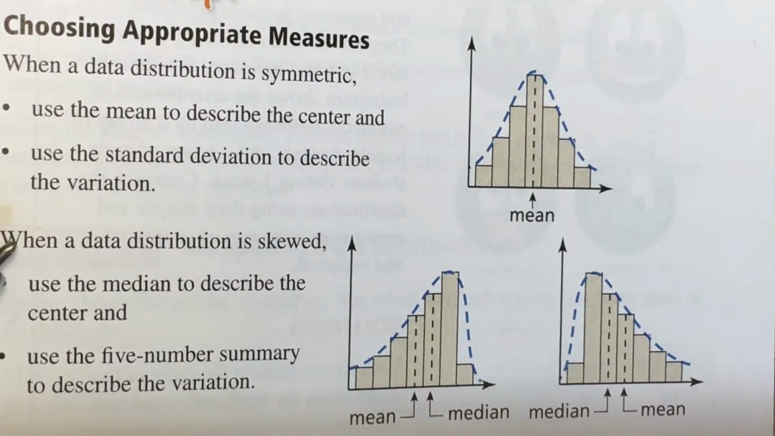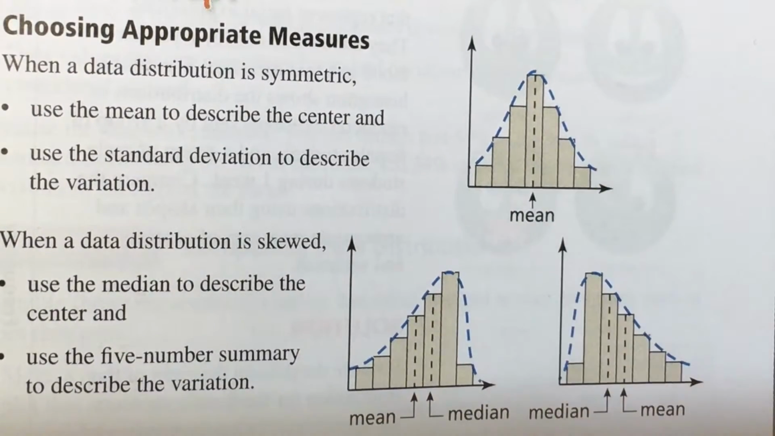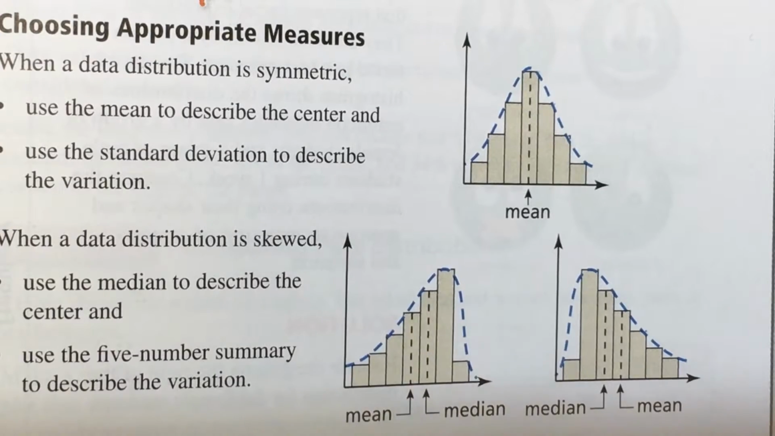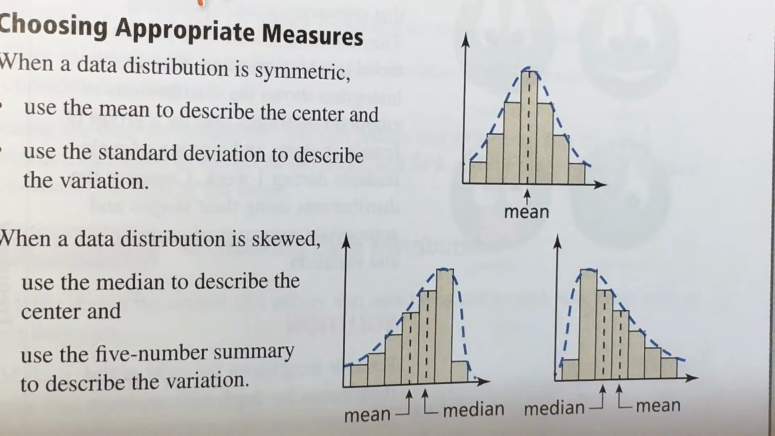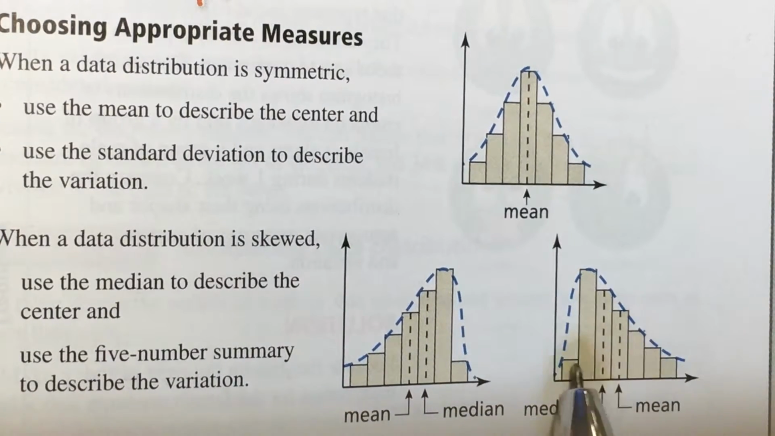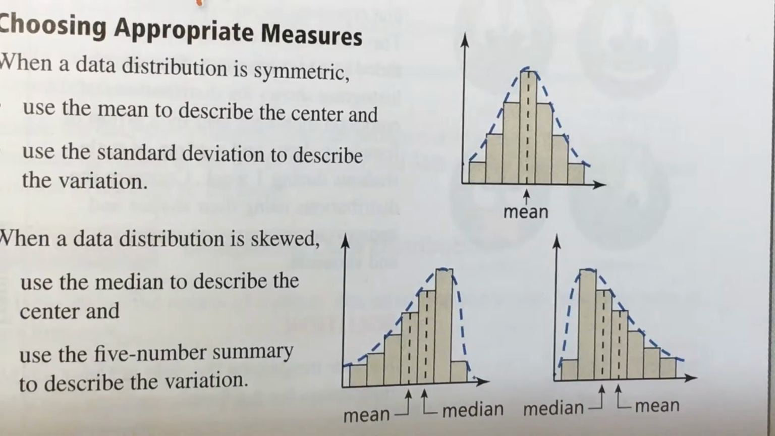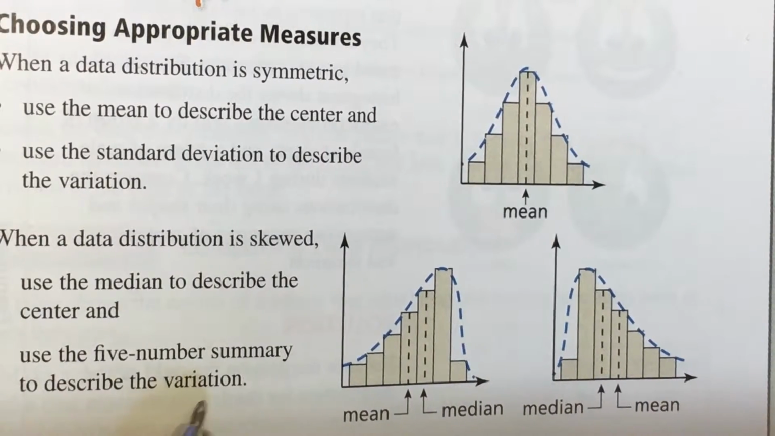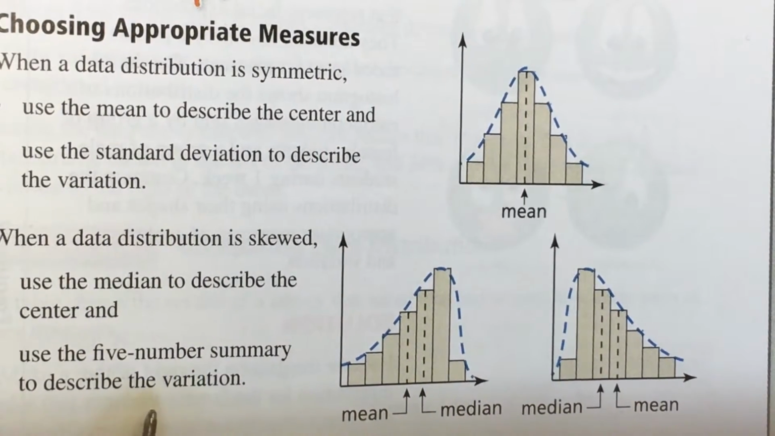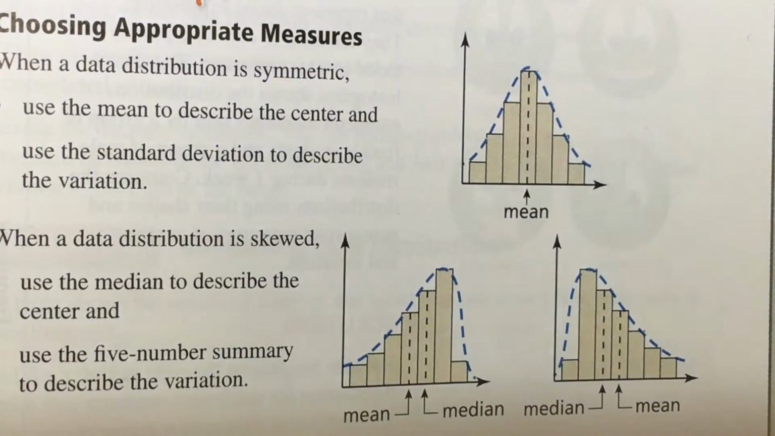When the data is skewed, such as skewed left or skewed right, or if you have a graph with most of your data on the right-hand side and a little bit on the left-hand side, or a graph where most of it's on the left-hand side and some of it on the right-hand side, a skewed graph, the median would be the best measure of center, and the 5-number summary, minimum, maximum, and the 3 quartiles would be best for the variation.